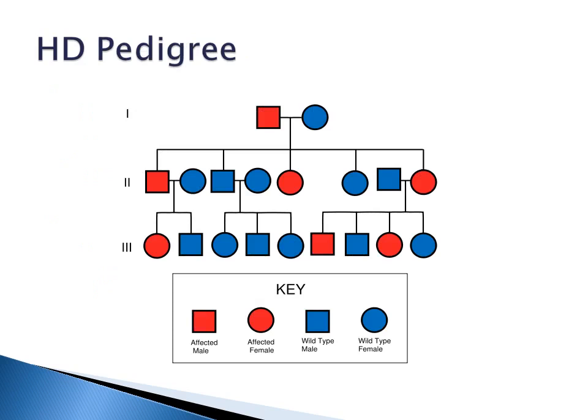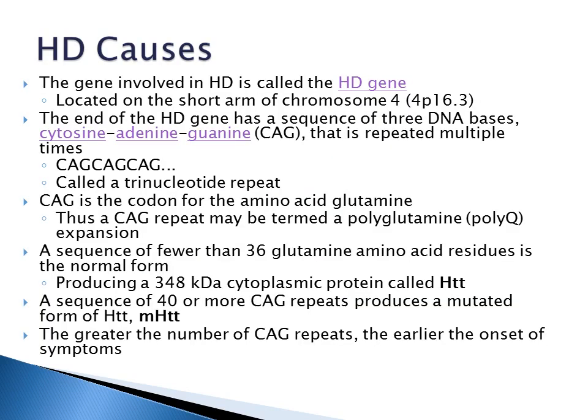So here's a typical Huntington's disease pedigree showing an autosomal dominant pattern of inheritance. So the gene involved is the HD or Huntington disease gene. We already said located on the short arm of chromosome 4.